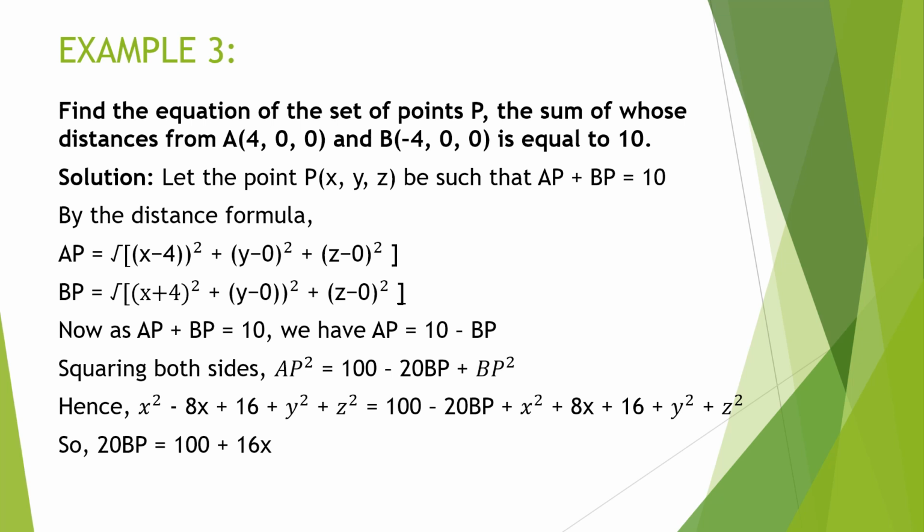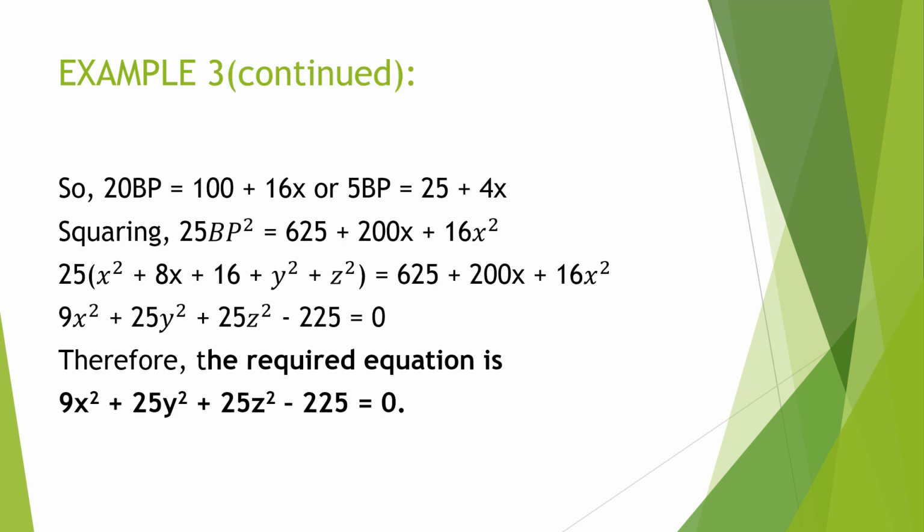So now x square, y square, z square will get cancelled out. So what will remain? 16 will get cancelled out. So ultimately 20 BP is equal to 100 plus 16x. Taking out 5 common, you get 5 BP is equal to 25 plus 4x. Now square this term. So you will be getting 25 BP square is equal to (25 plus 4x) whole square, means 625 plus 200x plus 16x square.